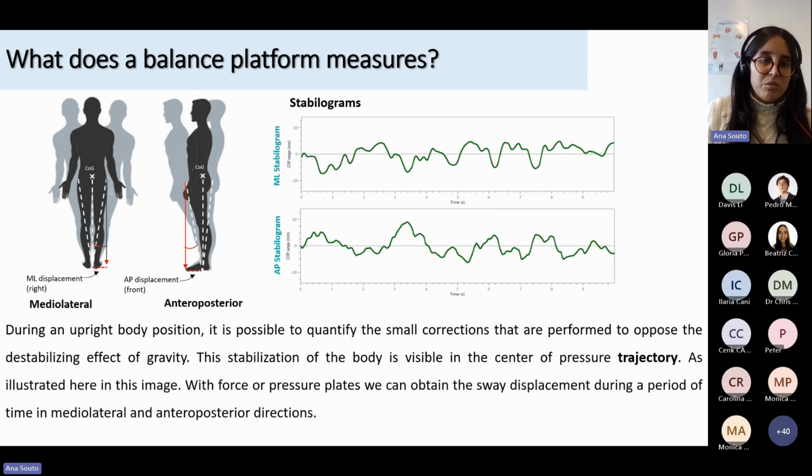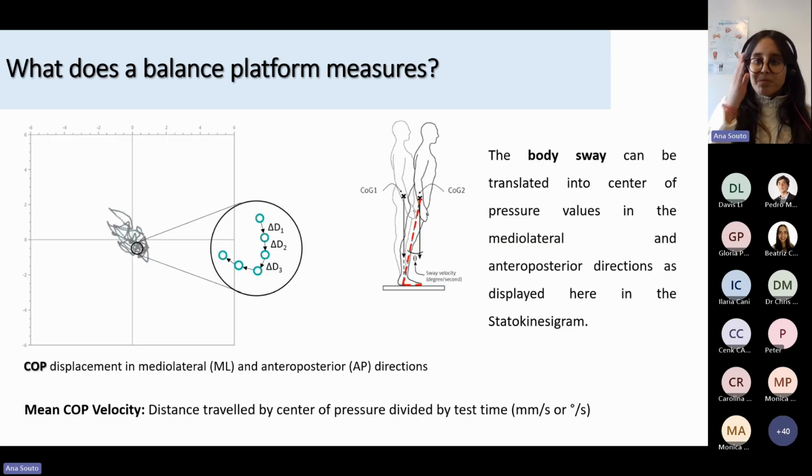Okay. So the center of pressure is like the projection of our center of mass on the floor. In this picture, it's easier to understand: it is the projection point of the center of gravity of the body. Okay, and it moves because we are always swaying in different directions, and we can measure this displacement. So this means that our body can be translated into center of pressure values.